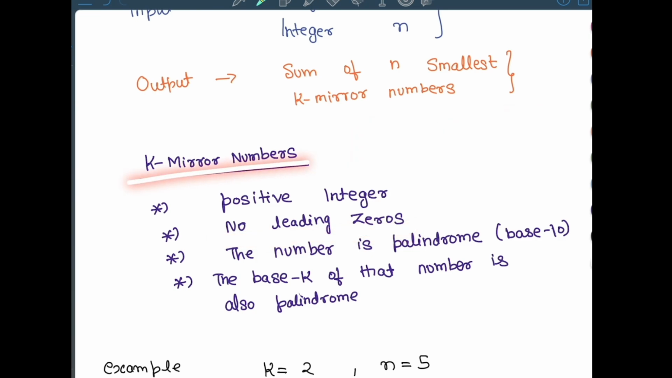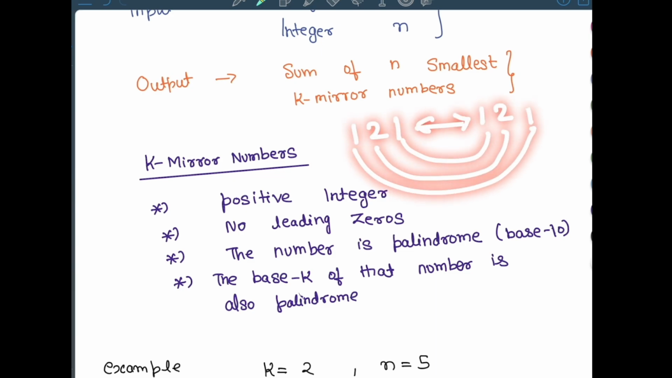So a k-mirror number should be a positive integer, should not have a leading zero, and the number is a palindrome in base 10. Now what is a palindrome and what is base 10? Let me tell you. When we talk about a palindrome, it means that if you reverse the number, the original one and the reversed one will be equal. For example, 121. If you reverse this number, 1 will be written first, then 2, then 1, right? This is the original number 121. This is the reversed number which is also 121. So it is a palindrome number.